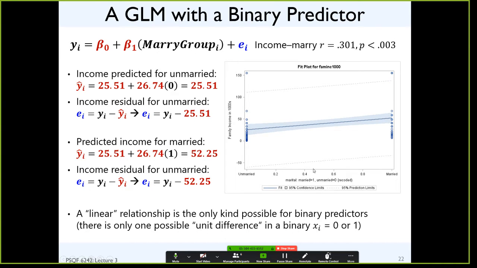Now note that there's nobody in the middle here. There's no such thing as married equals 0.2, 0.4, 0.6, 0.8. It's a 1 unit shift to go from unmarried to married. So the slope is just the difference between unmarried and married.